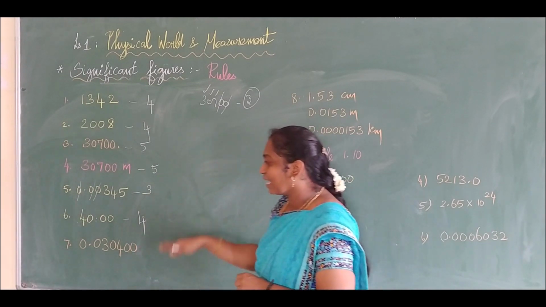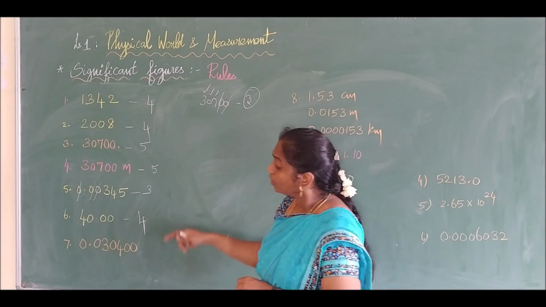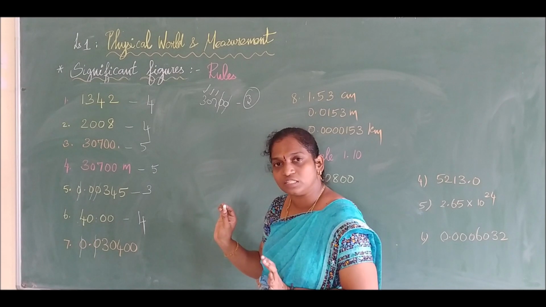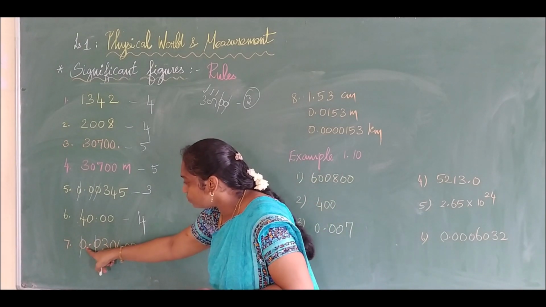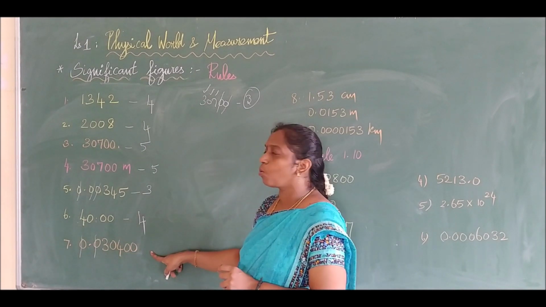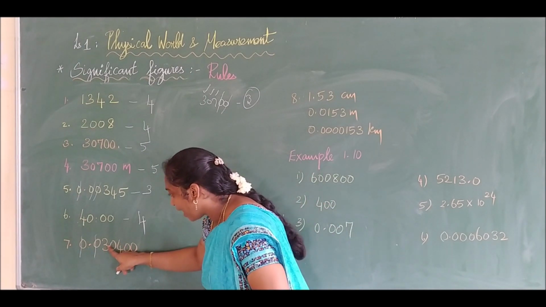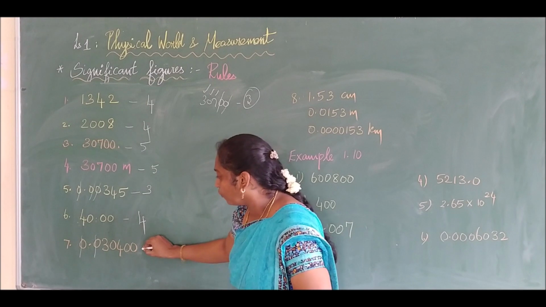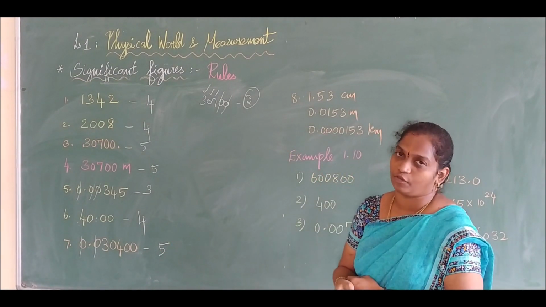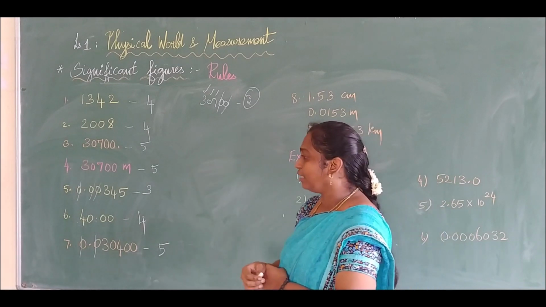Right. And what is the last one? See that it is again less than 1. So less than 1 means what? The zero is non-significant. But this is what? Decimal point with the trailing zeros. So decimal point with trailing zeros are what? Significant. Therefore, 1, 2, 3, 4, 5. Therefore, this has how many significant figures? It has 5 significant figures. Is that clear to you?